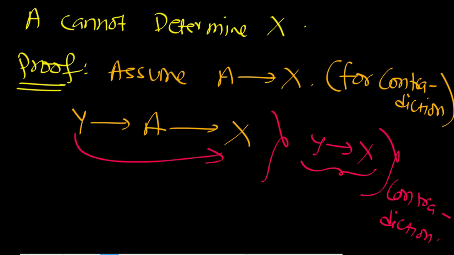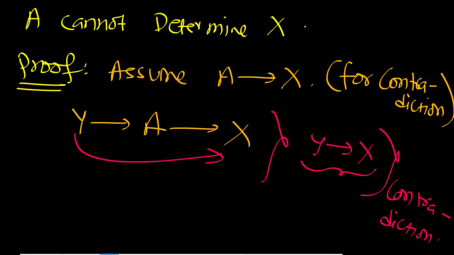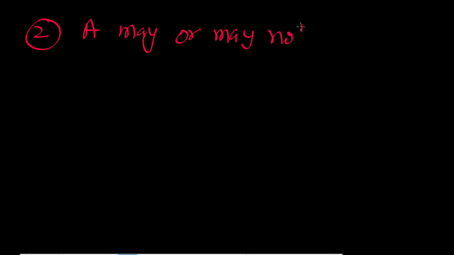Similarly, you can make another observation. So A cannot determine X. And remember, A can determine Y. There is no problem with that. This is the next observation. Second, A may or may not determine Y. Basically, here there is no problem. Let's take an example.